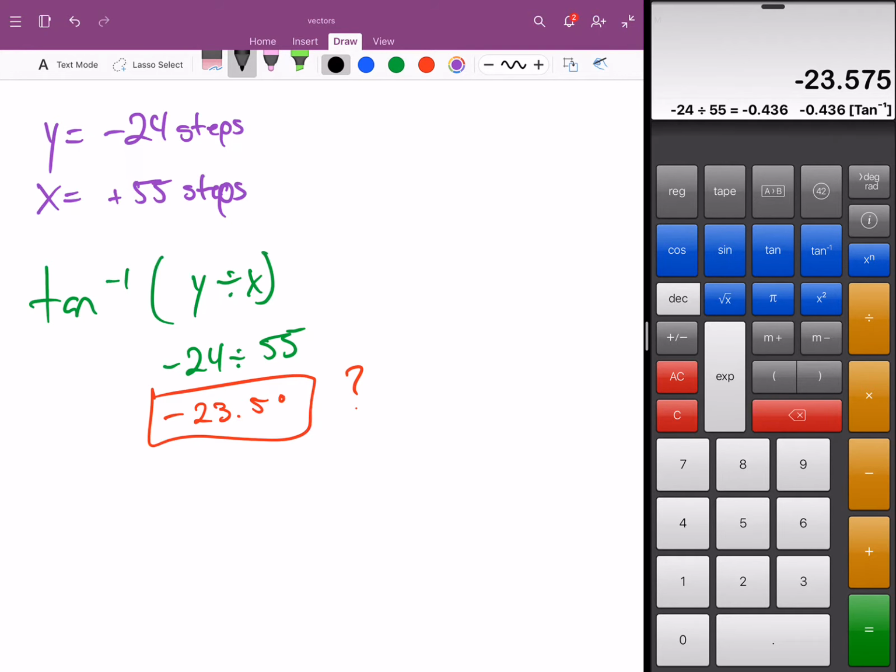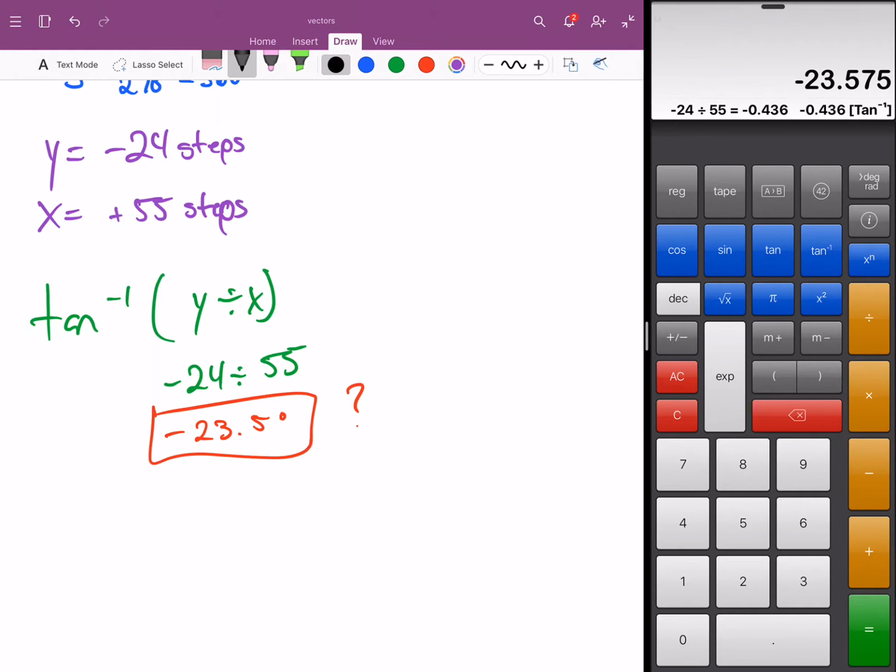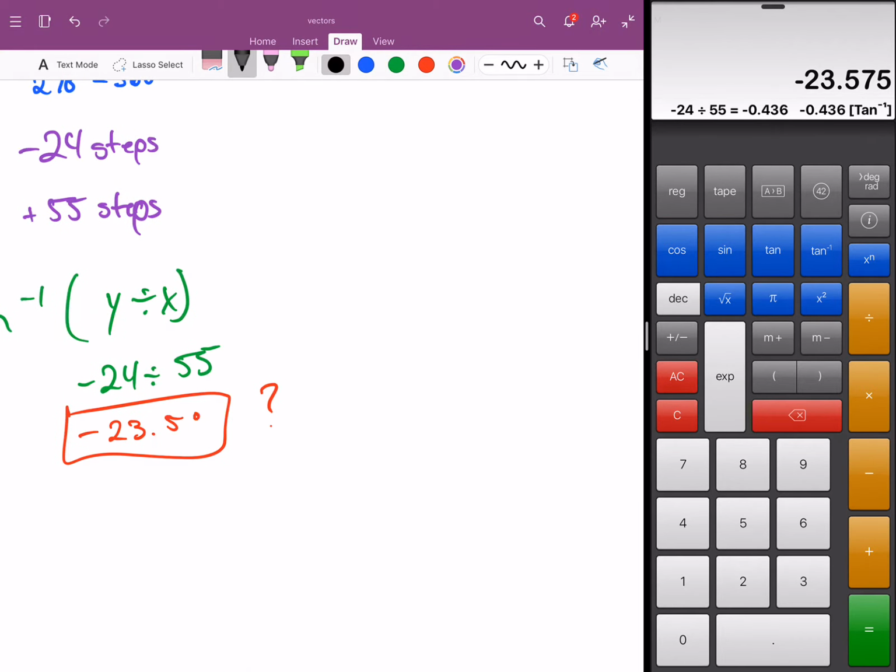Now continuing, we had a negative 23.5 degrees. What does that really mean? Going back to quadrant 4, you have east, south. Negative 23.5 degrees is relative to this angle between the vector and east.